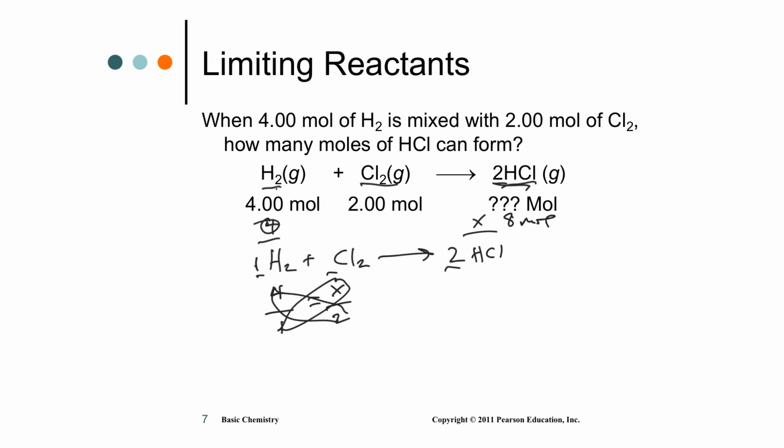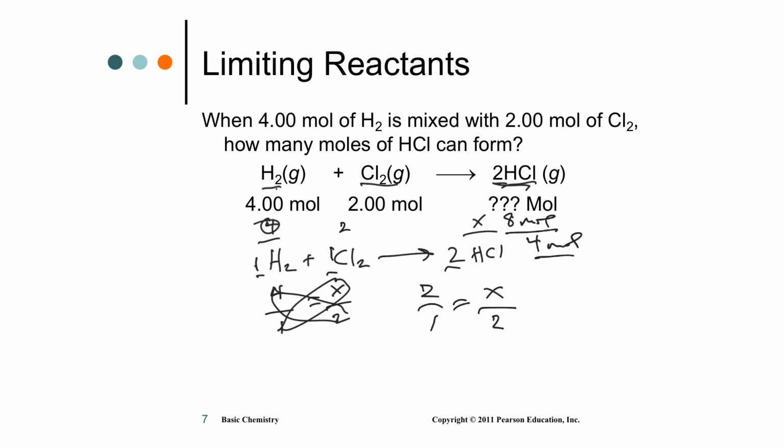Okay. What about the Cl2? If I have 2 moles, I have 2 is to 1 as x is to 2. Well, 1x equals 4. I can make 4 moles, okay? Which is limited? If I had all the hydrogen, I could make 8 moles of product. If I had all the chlorine, I could make 4 moles of product.